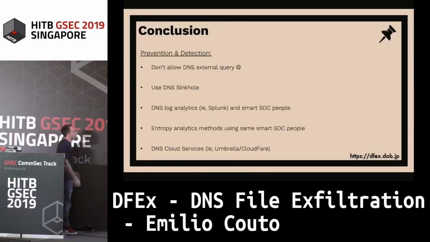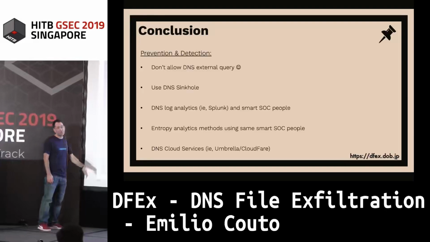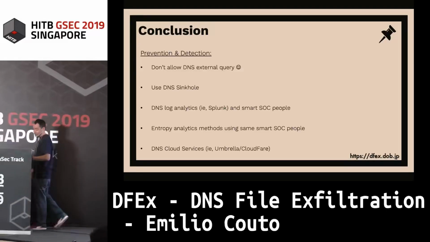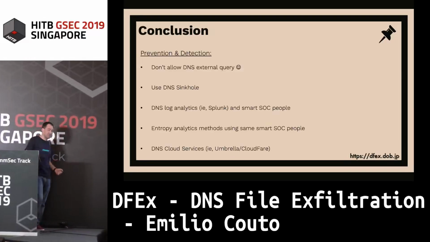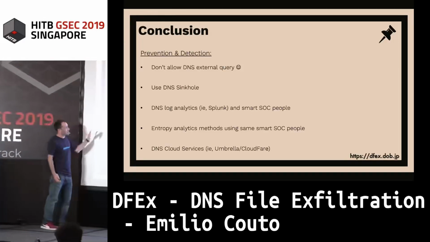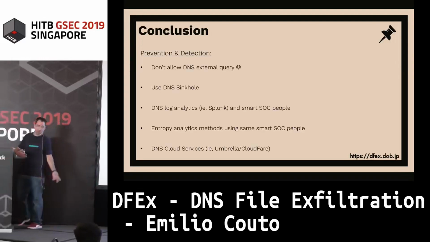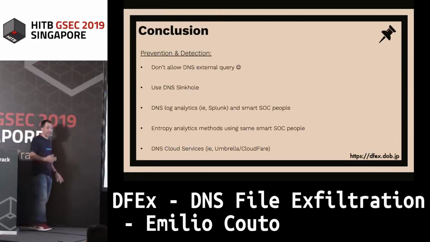Conclusions, right? How do we prevent or detect this stuff? Well, don't allow DNS. That's simple. Unfortunately, half of the world relies on DNS, so it's simple, but very hard to implement sometimes. So we move on to the next things. DNS sinkholes. These are either appliances or custom made. What you want is for all your DNS queries that don't have an answer to come back to you, so you can analyze the logs.